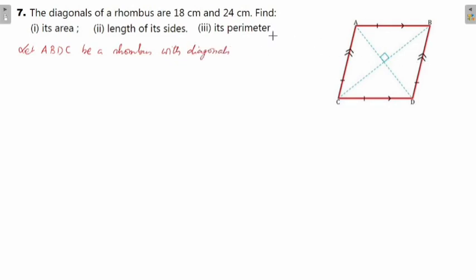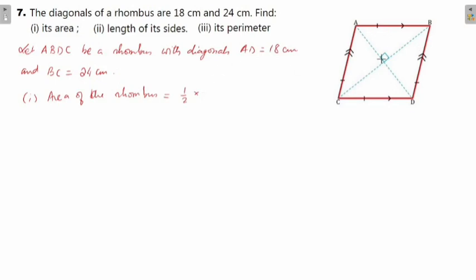So the diagonal AD is equals to 18 centimeter and the other diagonal, that is BC, is equals to 24 centimeter. Okay, now number one, you need to find its area, right? So therefore area of the rhombus. Now all of you know formula for finding area of the rhombus is half into product of the diagonals, right?